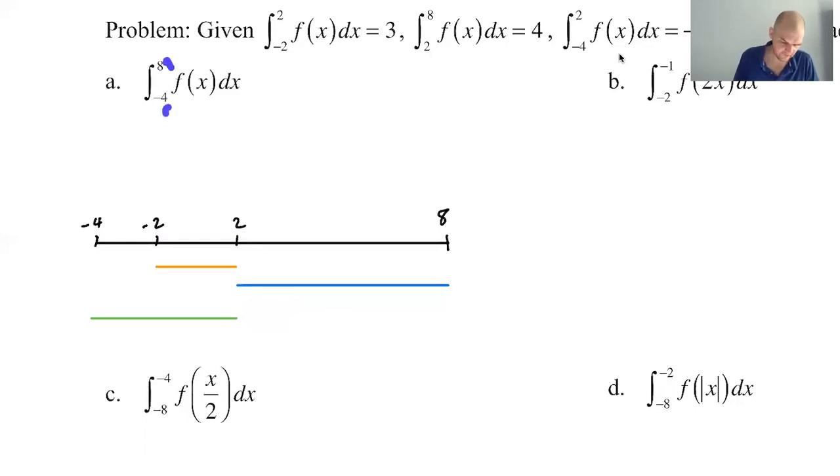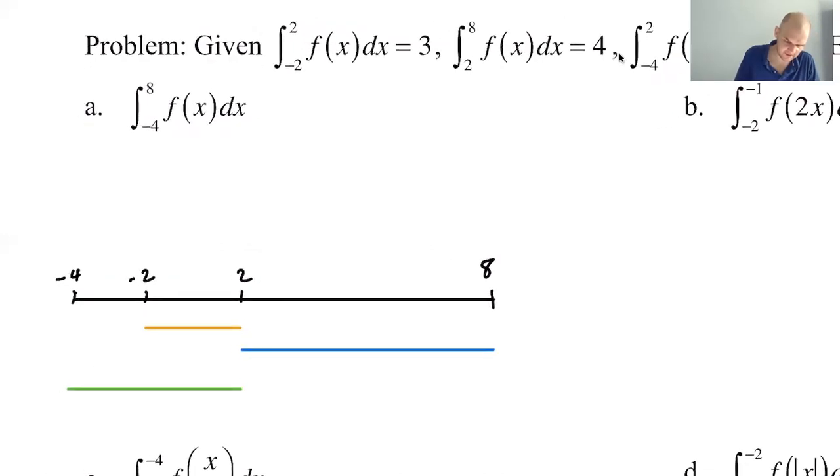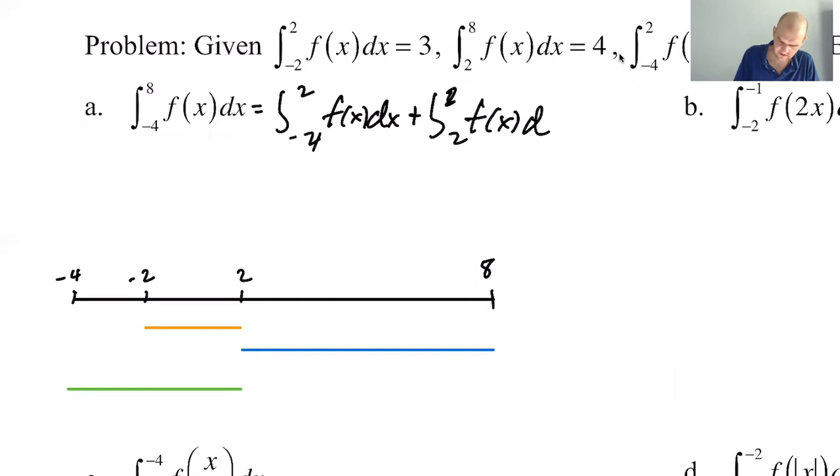So for -4 to 8, I just need to go from here to here and here to here. Let's add those. Let's switch to black. So that equals the integral from -4 to 2 of f of x dx plus the integral from 2 to 8 of f of x dx. -4 to 2 is -3, plus 2 to 8 is 4, so 1 overall.